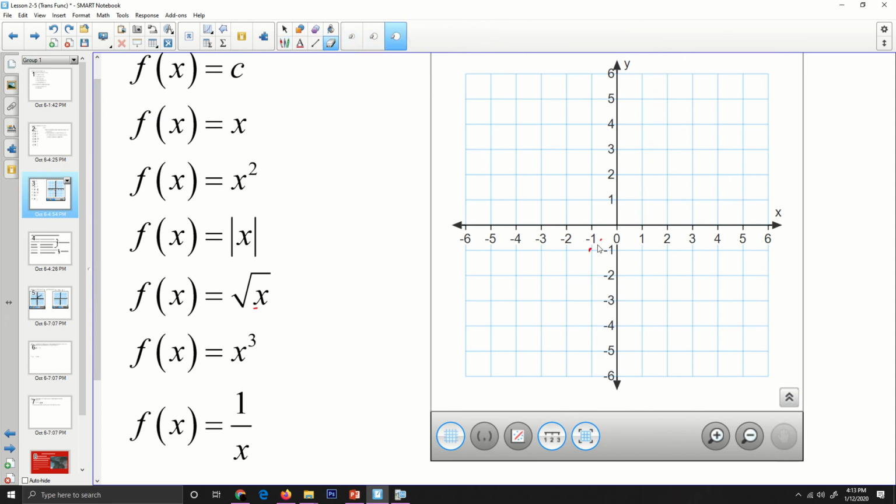If I plug in 0, I get a division by 0. So I actually have an issue at 0. It's undefined at 0.